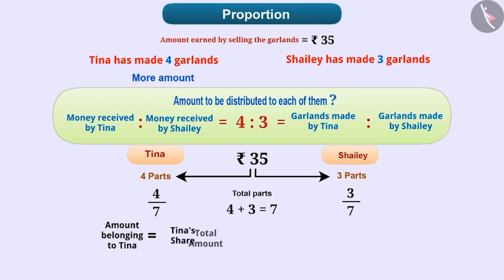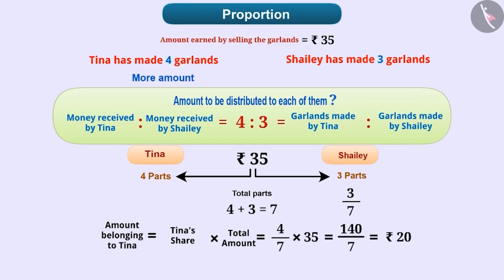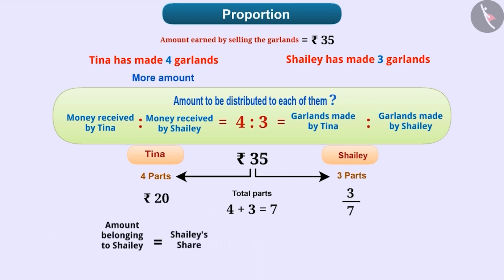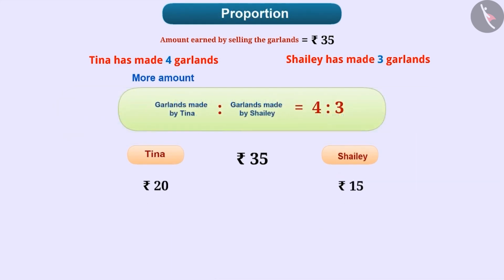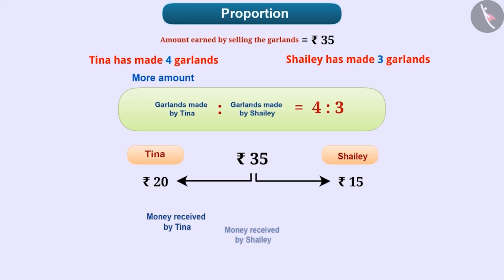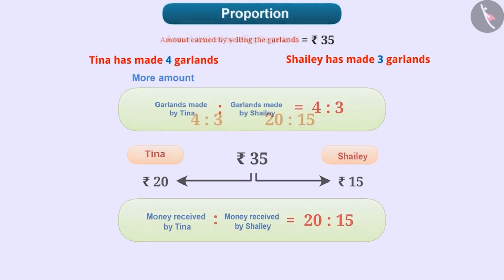So Tina gets her share into total amount, which is equal to 4 by 7 into 35, which is equal to 140 by 7, which is equal to 20 rupees. Similarly, Shirley gets her share into total amount, which is equal to 3 by 7 into 35, which is equal to 105 by 7, which is 15 rupees. Thus, out of 35 rupees, Tina should get 20 rupees and Shirley should get 15 rupees. Only then, 35 rupees can be divided in the ratio of garlands made by them. Hence, the ratio of the amount received by Tina to the amount received by Shirley is 20:15.